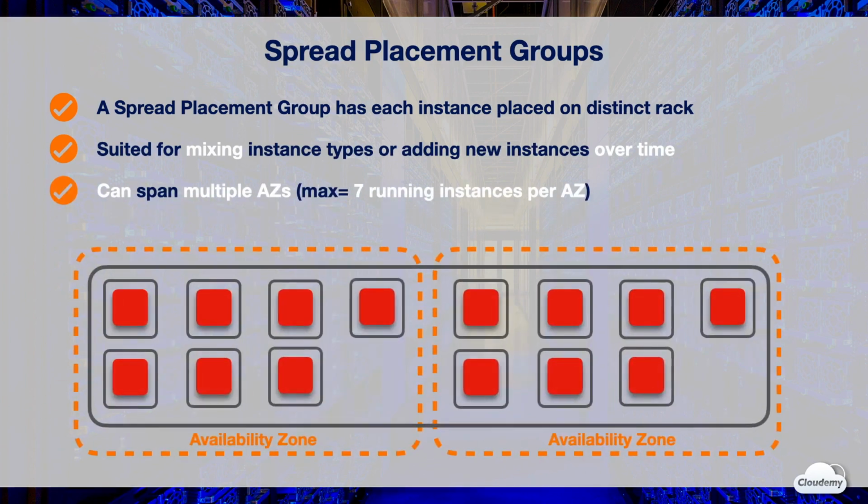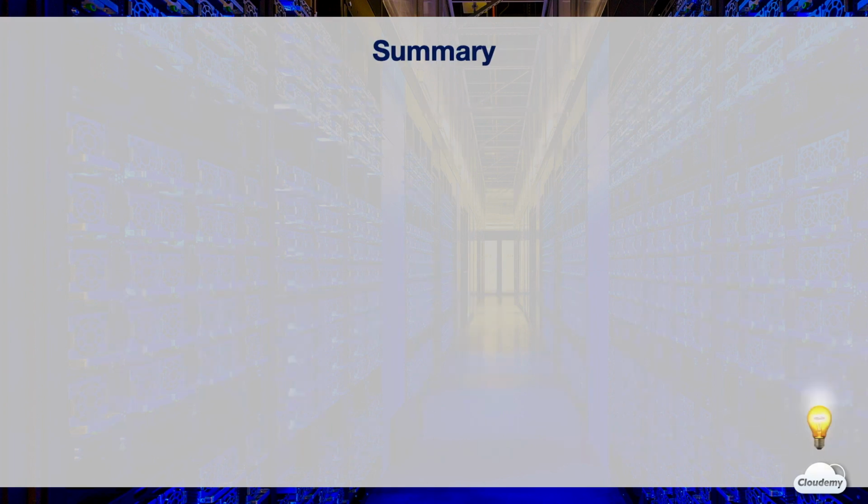A spread placement group can span multiple availability zones in the same region. You can have a maximum of 7 running instances per availability zone per group. When you launch an instance in a spread placement group, if there is insufficient unique hardware to fulfill the request, the request will fail. You can make the request again at a later stage, as EC2 will make new hardware available over time. In this episode, we've learned EC2 placement groups.